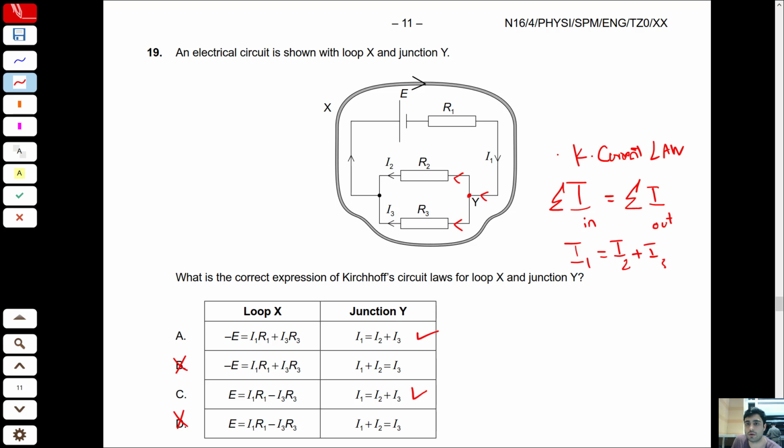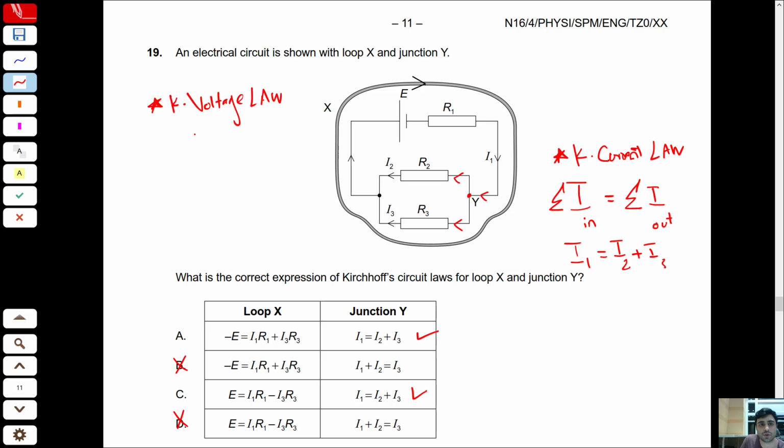This is always applied at the junction. Now, secondly, we have to apply Kirchhoff voltage law at the loop. So at the loop, we always apply Kirchhoff voltage law. Okay, so before applying Kirchhoff voltage law, we need to know the equation.